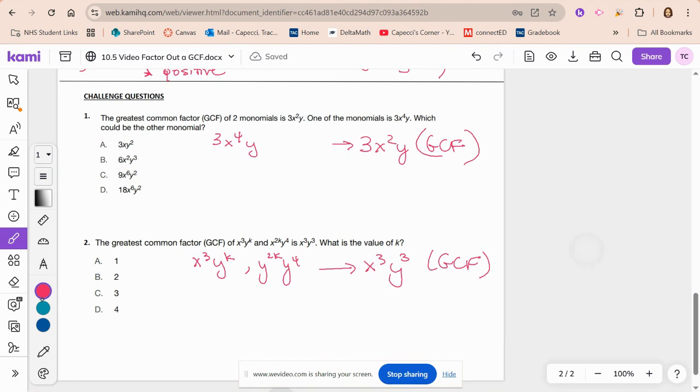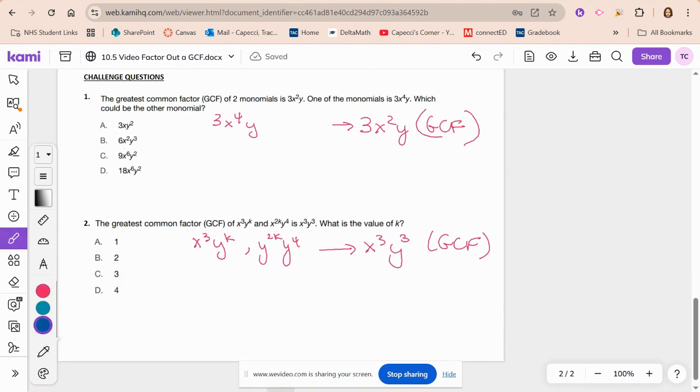Okay, let's take a look at some challenge questions. Okay, so it says the greatest common factor, the GCF, of two monomials is this right here. I already pulled that out. One of the monomials is this. We're trying to figure out what's that second monomial that's going to work. Okay, so the numbers are a little bit tricky to look at. So let's just look at our variables. I have x to the fourth and I have x to the second. Now we know we take out the lowest exponent, right? The lowest power. So I know I'm going to need an x to the second because 2 is definitely going to be smaller than 4.